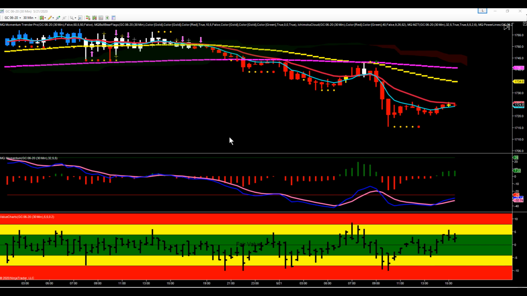Take a look at how we were trading the short side of gold today. You can see gold in the overnight made a pretty significant move to the downside. We changed trend. We were making lower lows, lower highs, lower lows, lower high.